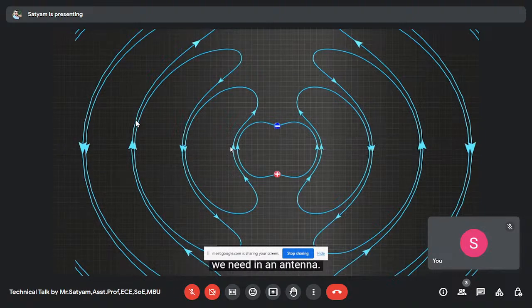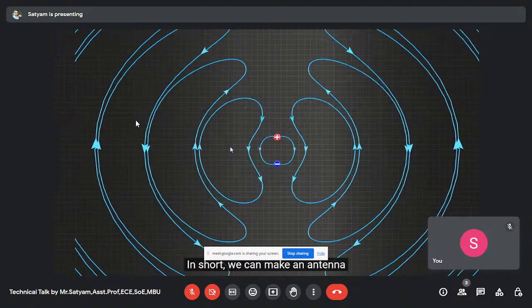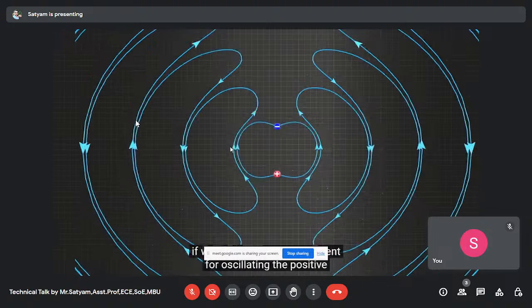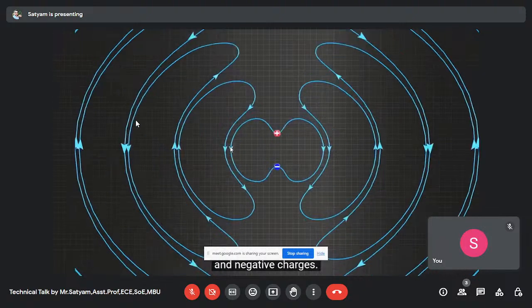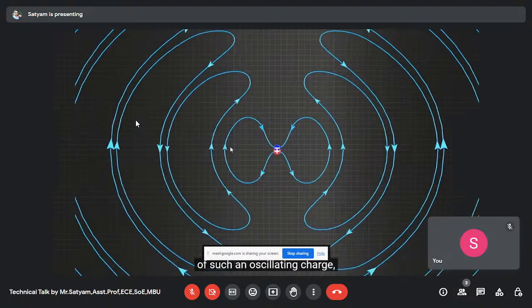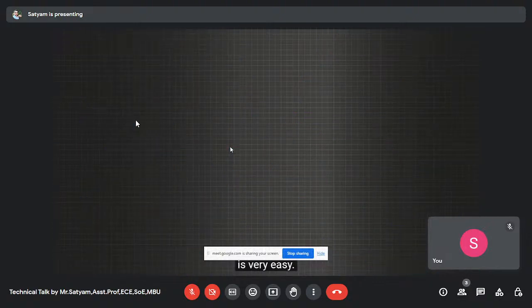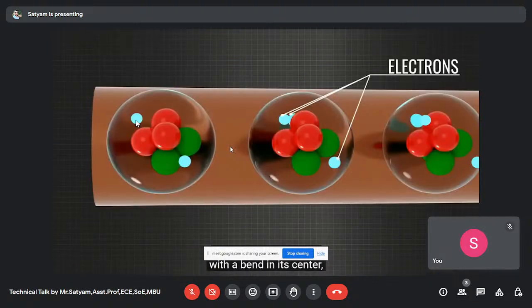This is exactly what we need in an antenna. In short, we can make an antenna if we can make an arrangement for oscillating the positive and negative charges. In practice, the production of such an oscillating charge is very easy. Take a conducting rod with a bend in its center and apply a voltage.